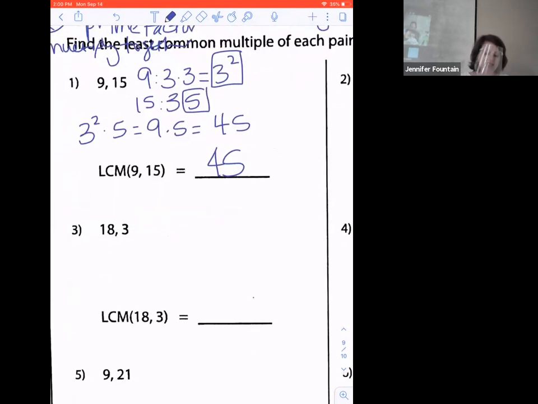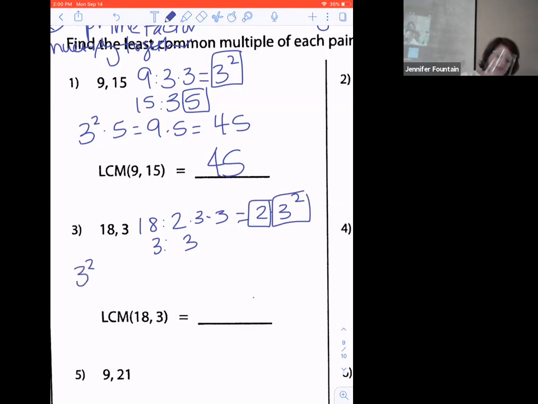All right, let's look at 18 and 3. 18 is going to be 2 times 9, and 9 is 3 times 3. So I have 2 times 3 squared. And then 3 is just going to be 3 times 1, so my prime factor will be 3. So in this one, I have 2s and 3s. So I know I need to have my highest exponential value of 2, which is just going to be 2, and my highest exponential value of 3, which is 3 squared. So I'm going to have 3 squared times 2.